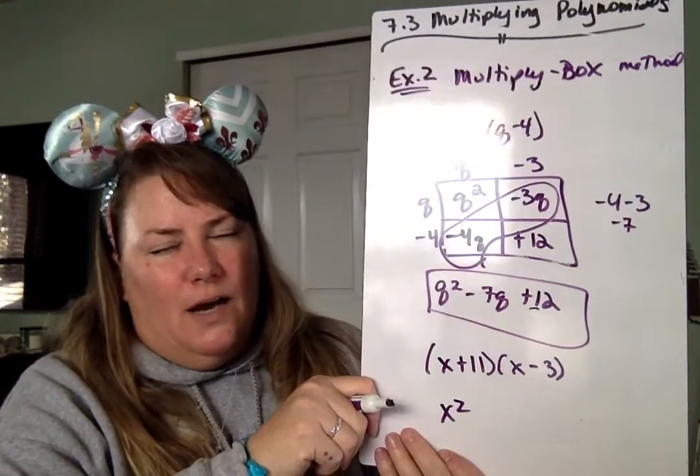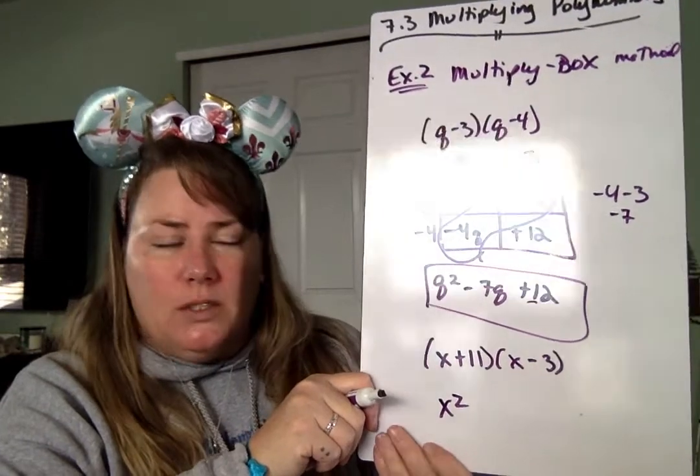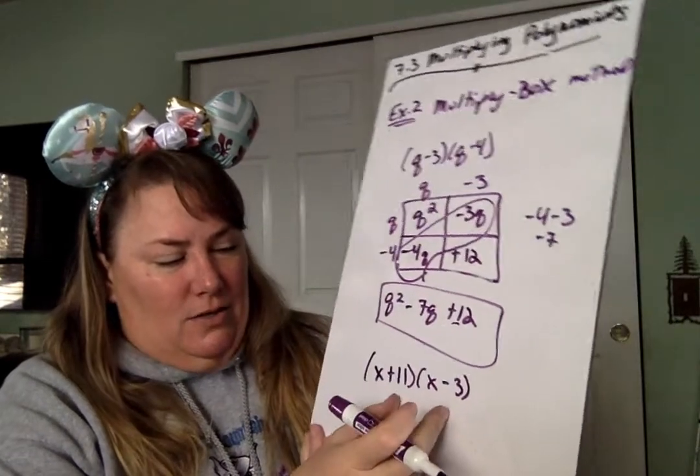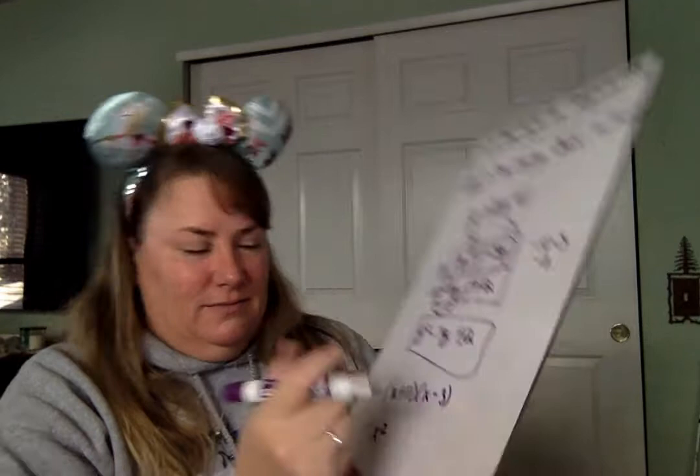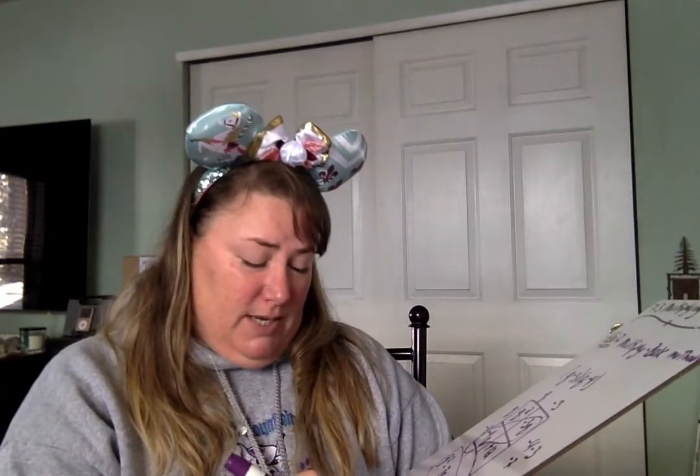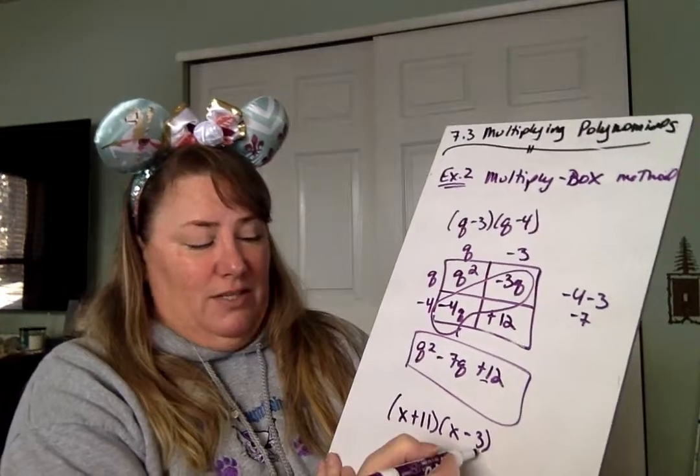I don't even know. I might get myself in trouble for this. But no, you have to show work. Okay. So 11 minus 3 plus 8x. And 11 times a negative 3, negative 33.